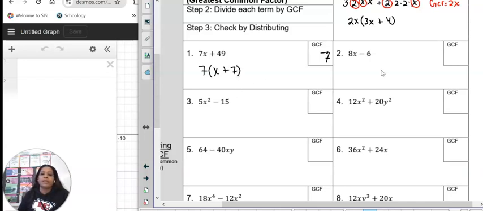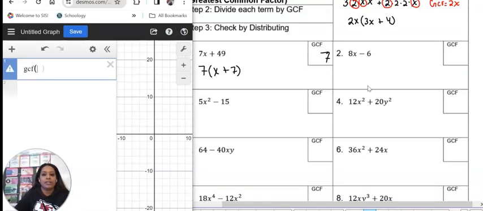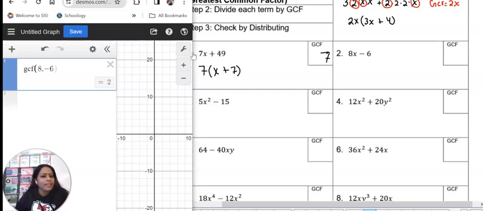Okay? Desmos does help you to find the GCF. So to find it in Desmos, you're going to type GCF and then put a set of parentheses. And I want to know for this problem, 8 and negative 6. Now, Desmos really doesn't care about negatives. So I'm just going to say 8, comma, you can put negative 6 if you want, but it's going to always come out with a positive number. I think, hold on, let me see if I put a negative here, what happens? Yeah, so it comes out with a positive number.